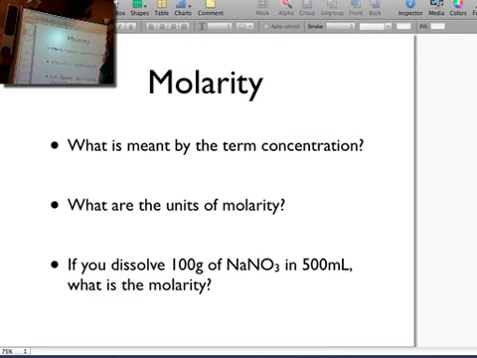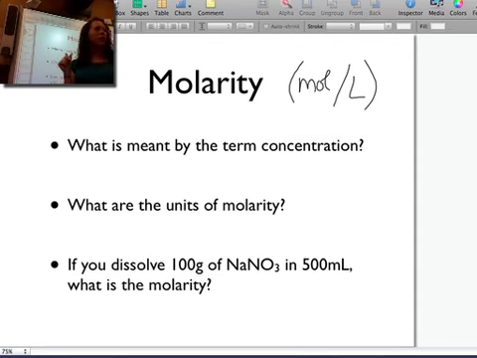So first question. What is meant by the term concentration in terms of molarity? Concentration or molarity? In chem, I've never heard it. Okay, so molarity is actually moles per liter. We did this at the very beginning of the quarter. We did a molarity worksheet.